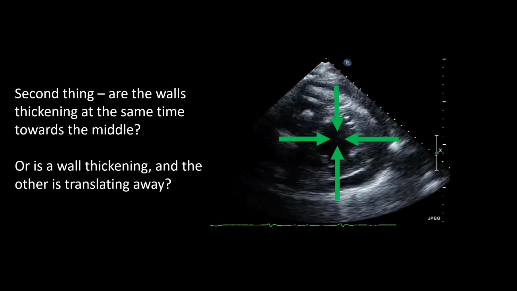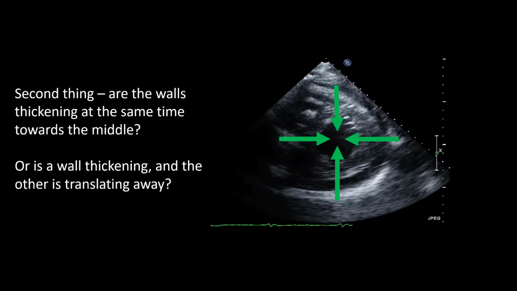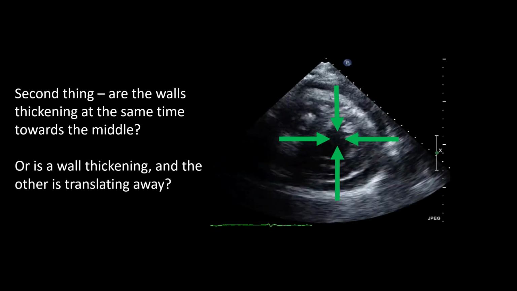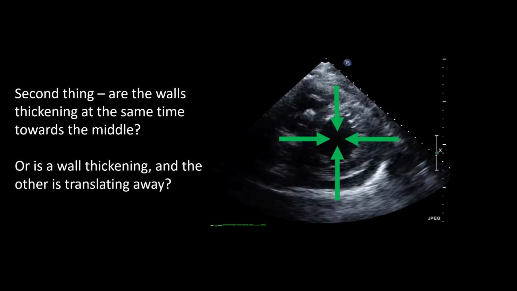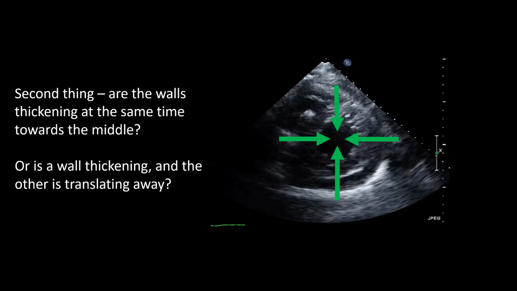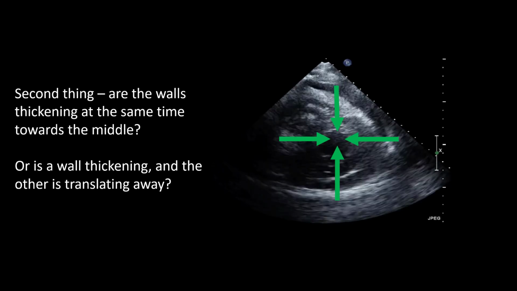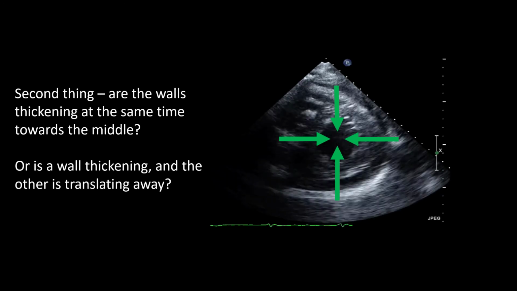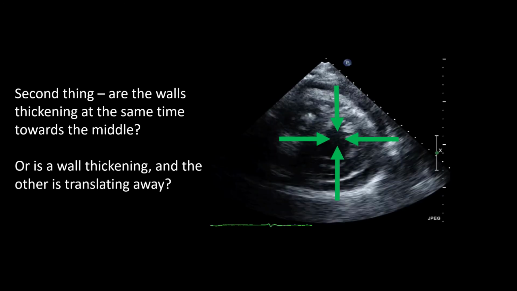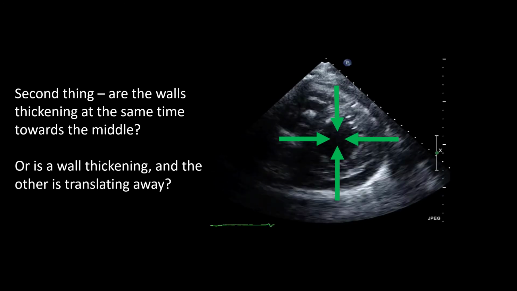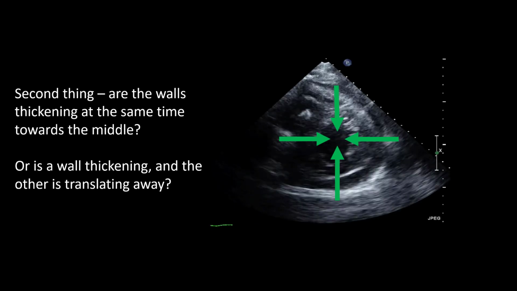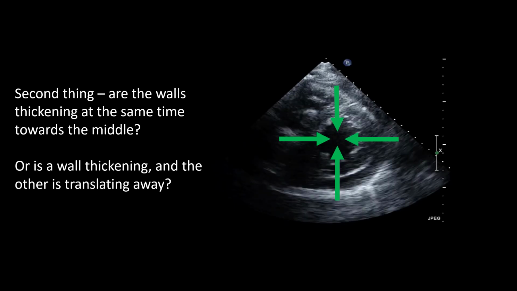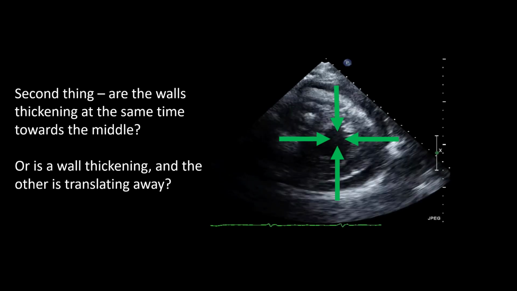The second part is to ask yourself if all the walls are thickening at the same time towards the middle. If they are synchronous, it is much easier to assess LVEF and cavity reduction. In some situations, such as dyskinesis or left bundle branch block, one wall will move away while another is moving towards the cavity. This may look like a good EF, but it is actually only lateral movement of the heart. I would suggest, in doubt, to take a clip and slow it down to better assess this.